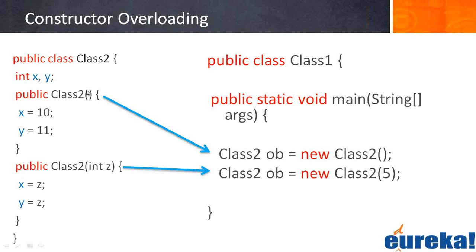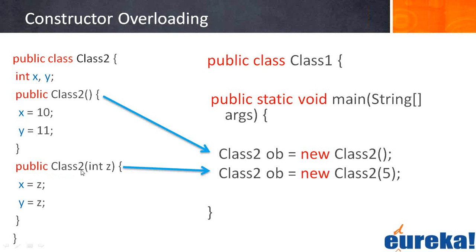Now, when you make more than one constructor, that means you'll have the same name, but the constructors will be different. So that is called constructor overloading. Now, this is one constructor. This is the second constructor right here. The first constructor is not taking any parameters. It is not taking any values in it. And you initialize the value of x as 10 and the value of y as 11.